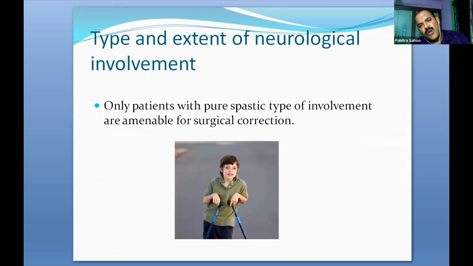Then the surgical result also depends upon the type and extent of neurological involvement. Only patients with pure spastic type of involvement are amenable to surgical correction. Overall, the results are good for the pure spastic variety of cerebral palsy. But when there is associated dystonia or athetosis, results are poor. So it is better not to venture into surgery when the child has any dystonia or athetosis. These are, to some extent, contraindications for surgery.